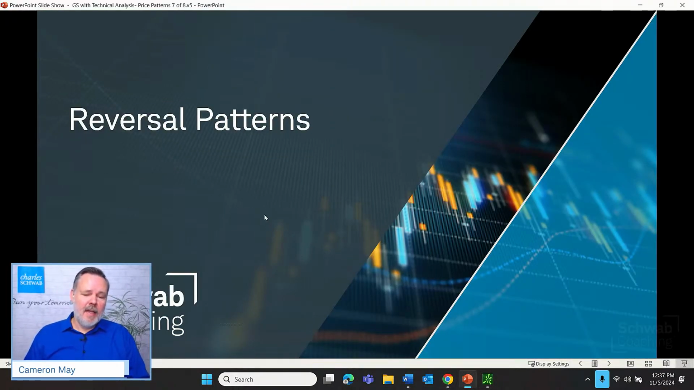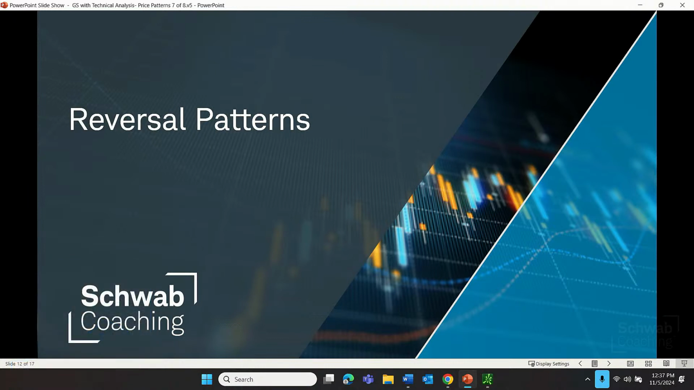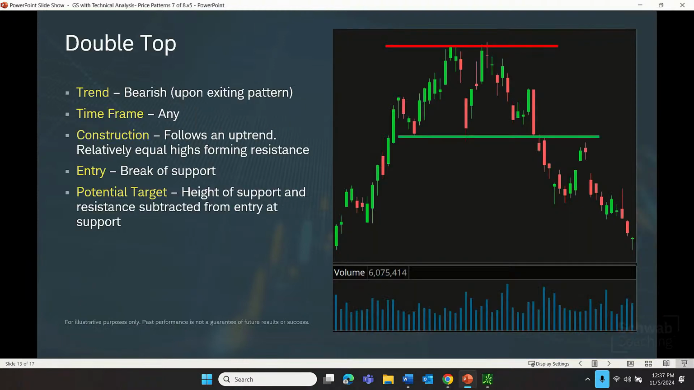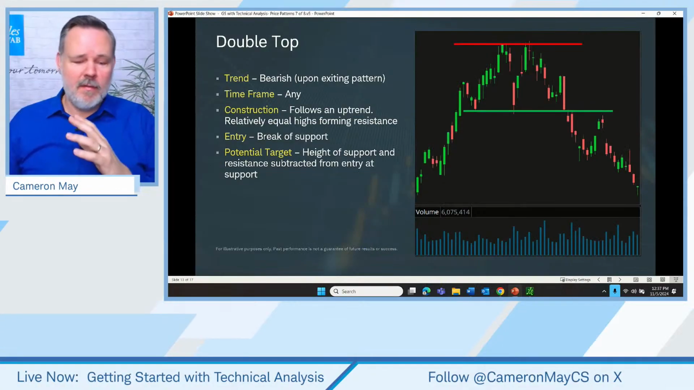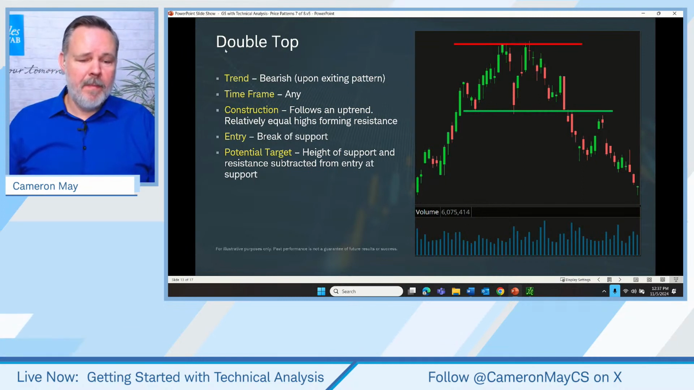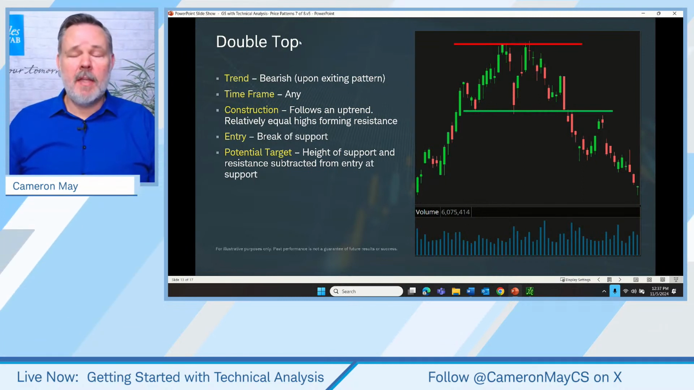So I wanted to go through two example reversal patterns today. There are lots of patterns that we're not discussing today. I can't cover them all. To do them any justice, we've got to limit things. But one potential reversal pattern is what we call a double top.